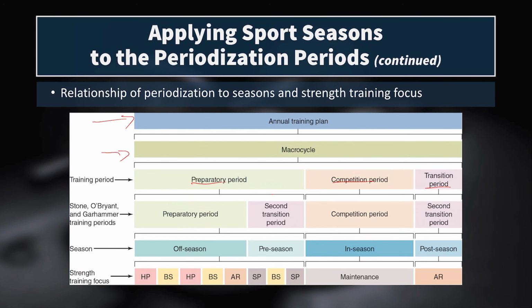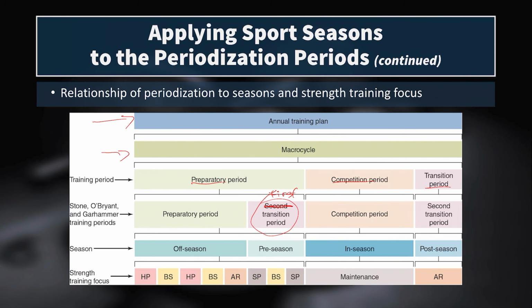And then Doctors Stone, O'Brien, and Garhammer added in the terminology for that. Here it says second transition period, but this figure is wrong. It should say first transition period. I'll have to email the editor about that mistake because this comes from the textbook. And then we have the seasonal term, so off-season, preseason, in-season, and postseason. And then finally, the training focus.